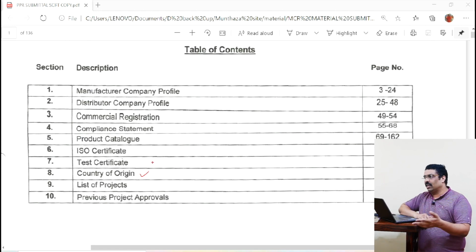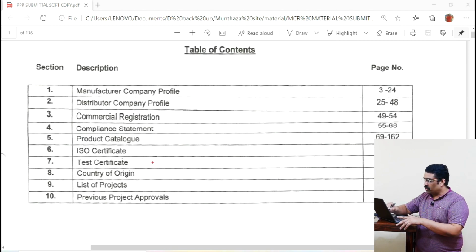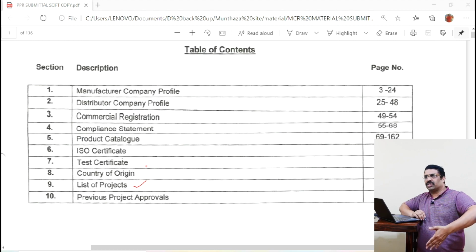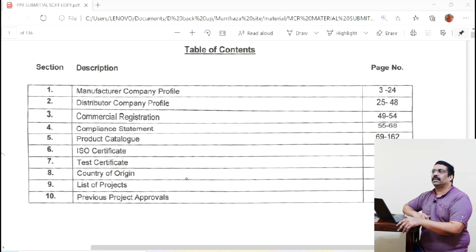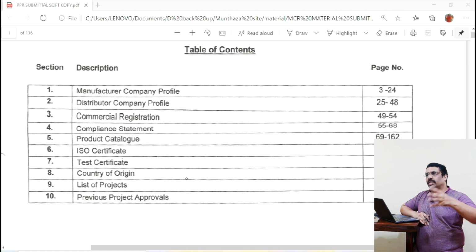Maybe China or America or India, whatever it is. And they will ask for the list of previous projects, meaning the previous project list, maybe in this country, for example Qatar or UAE, wherever. In any other projects, is this same brand or same pipe used or not? And previous project approvals: previous project approval means for the previous project there is some documentation the consultant has approved, maybe for different customers. This is only for pipes and such kind of things, this documentation.